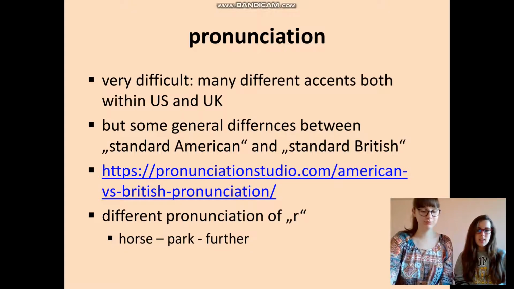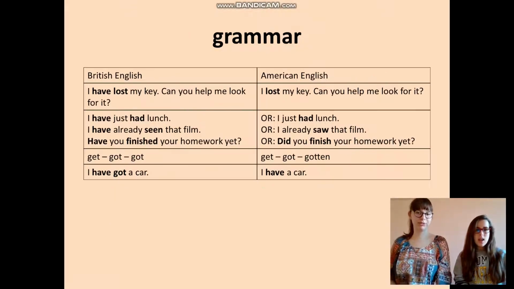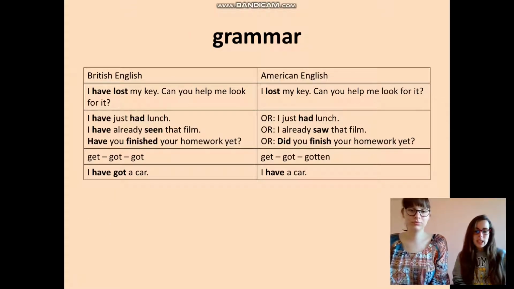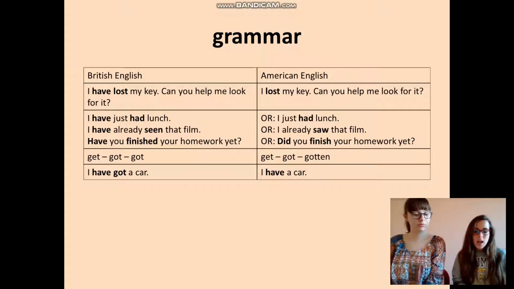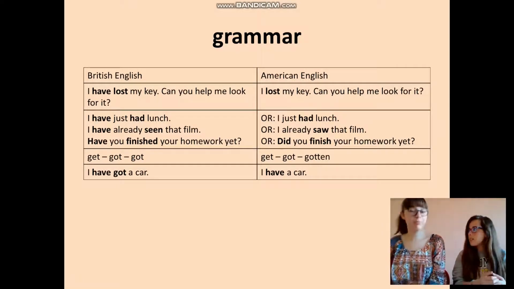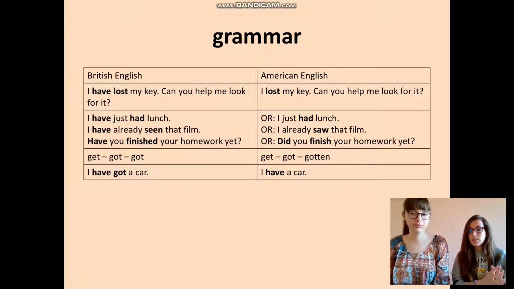And now about the grammar. As we say, it's the minor difference. There are some, of course, and one is on the present perfect. In British English, the present perfect is used to express an action that has occurred in the recent past that has an effect on the present moment. This is at least the way I learned it in school. Me too, because we learned the British English.